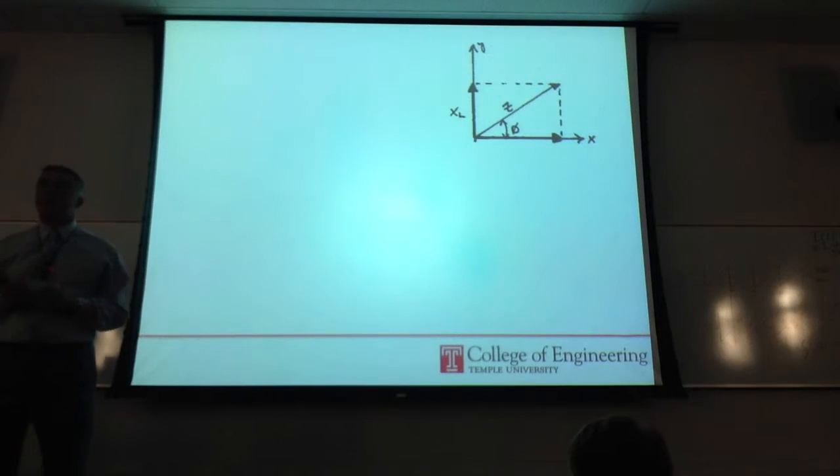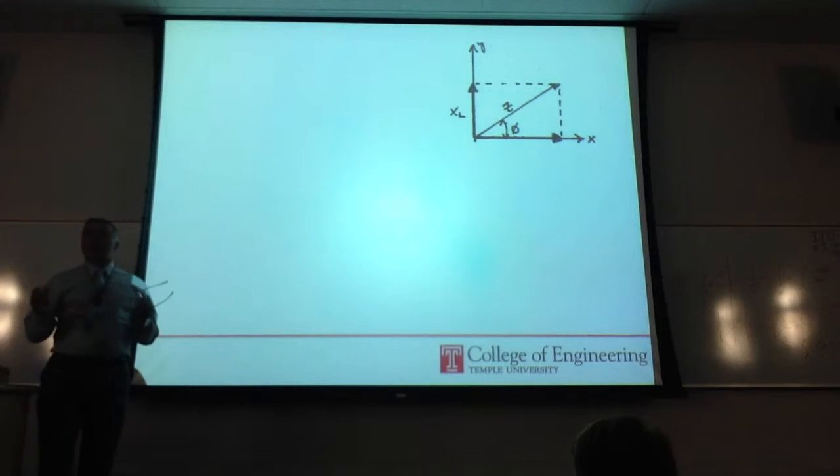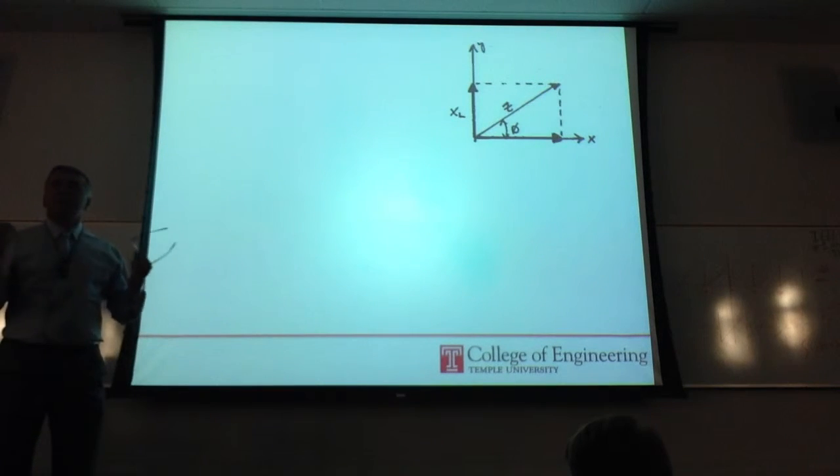Physical examples. Yes, 65 miles per hour going northwest. Okay. Anything else? Weight. Right. So what we learned basically was physical entities. So the question is, what is a vector good for?